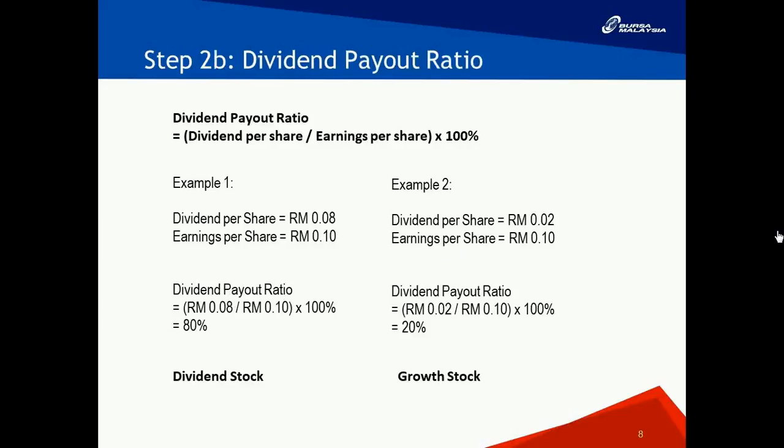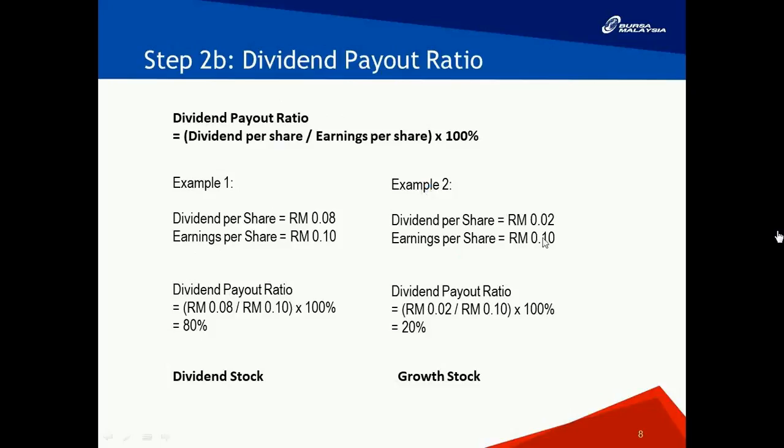Now the second formula is the dividend payout ratio. So this is the formula. We have dividend per share. Now the difference between dividend yields and dividend payout ratio is this: dividend per share divided by earnings per share multiplied by 100%, and there you get the dividend payout ratio. So what's the significance of this formula? Example number 1: we have a stock that pays out 8 cents a share in dividends, and this stock earns 10 cents a share. So for every dollar it earns, it pays out 80 cents, or 80% of its earnings in the form of dividends. So the dividend payout ratio is about 80%.